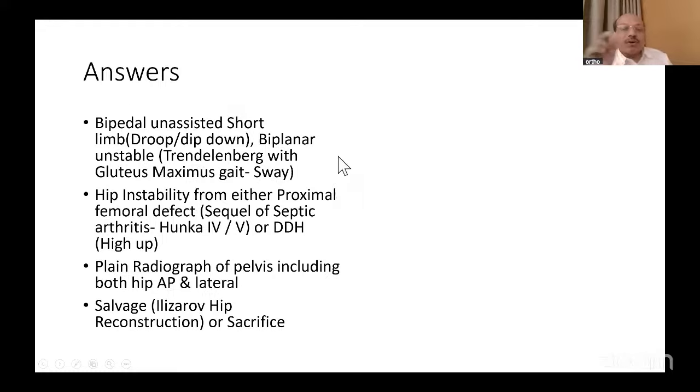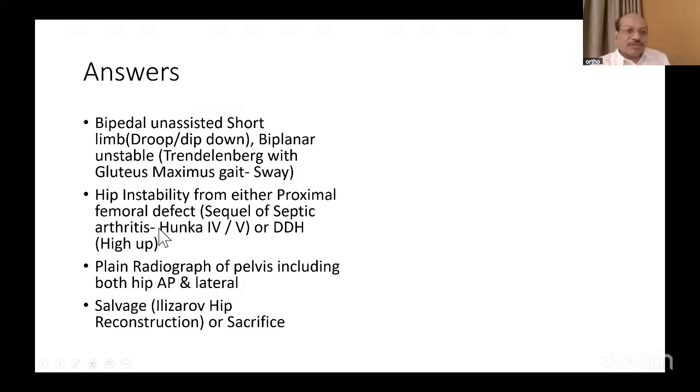Of a, on the left side. So see, there are two words used. One is a drooping or dipping down of the shoulder, and also the swaying of the body, not only in the sagittal, also in the coronal plane, both the conditions. So this is an unstable and short limb gait.